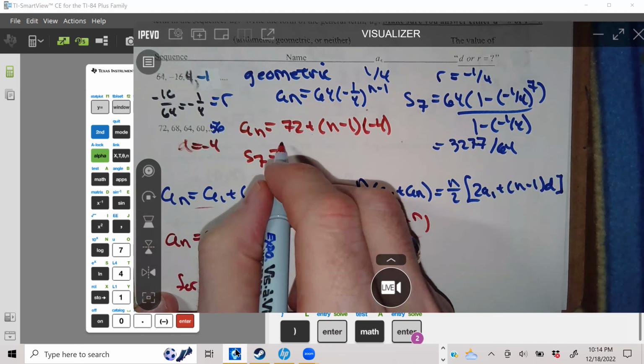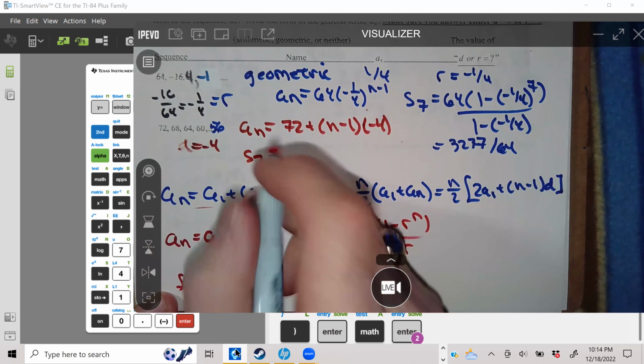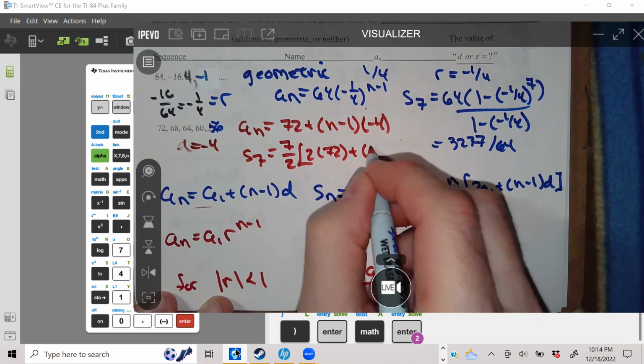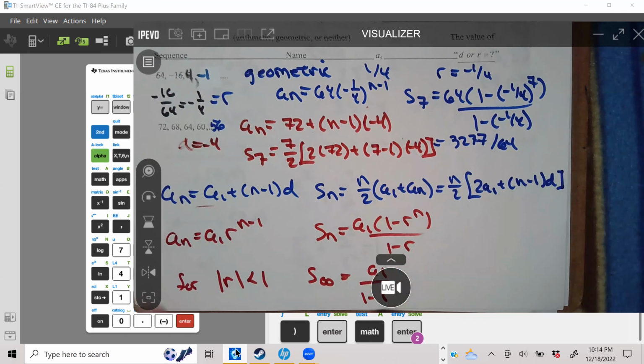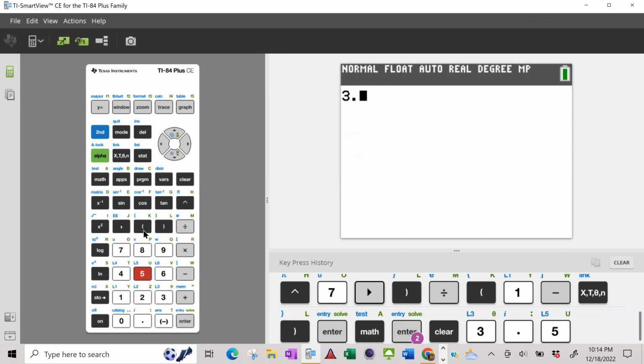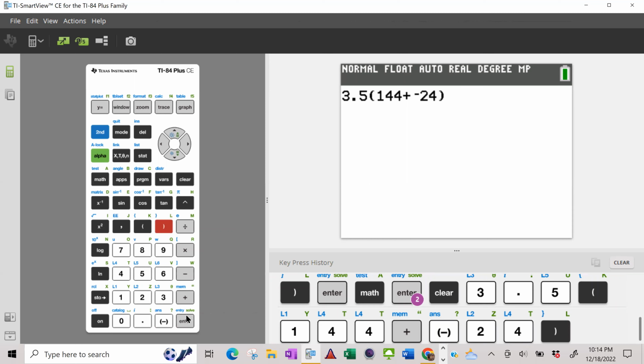So S sub n is going to be a sub 1 plus a sub n. Well, I don't have what a sub 7 is. Not that it's hard to get. So I'll use this one. It's going to be 7 over 2 times 72 plus 7 minus 1 times negative 4. So 7 over 2, that term out in front, let's just call that 3.5. 3.5 parentheses 2 times 72, well, that's 144, plus 7 minus 1, that's 6. 6 times negative 4 is negative 24. And if this gives me something that's not an integer, that has a decimal, then there's something wrong. I think we're okay here. 420. Beautiful.